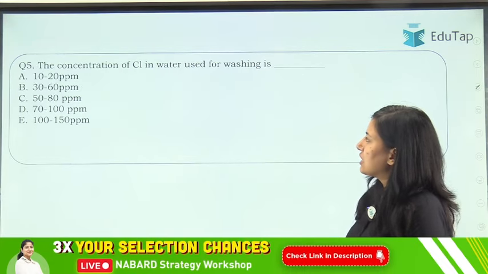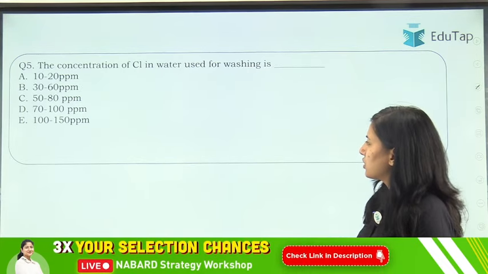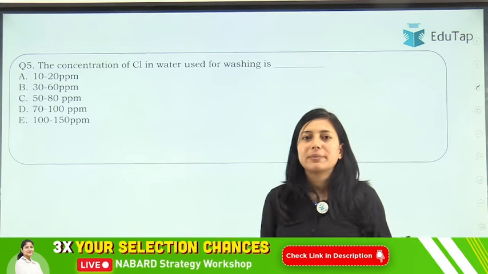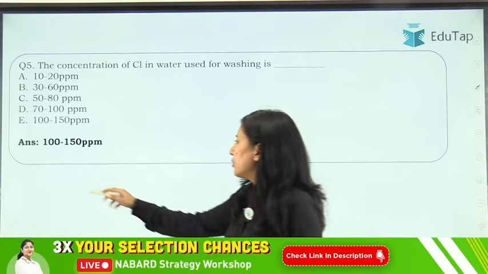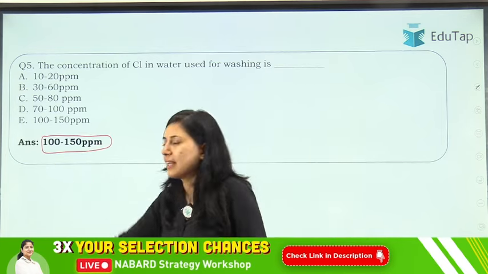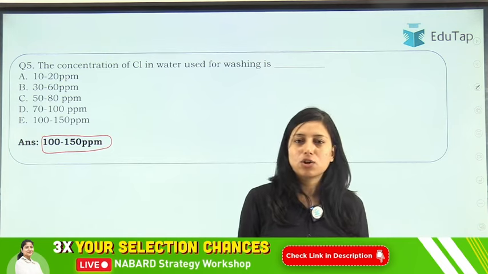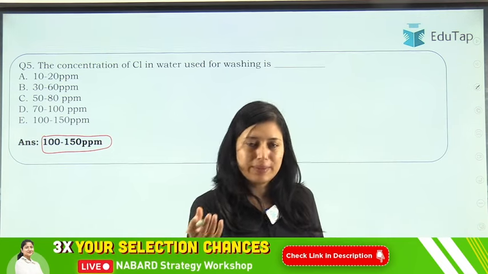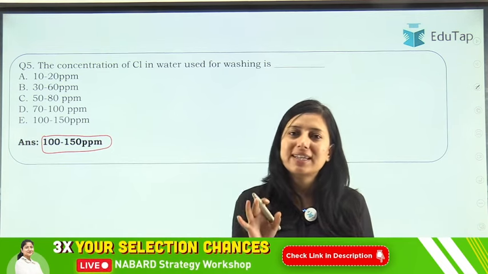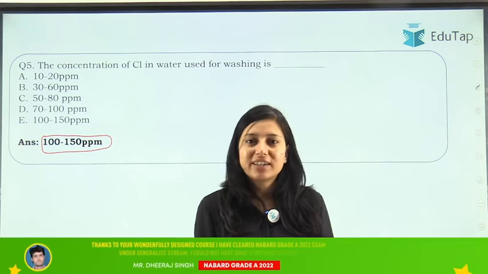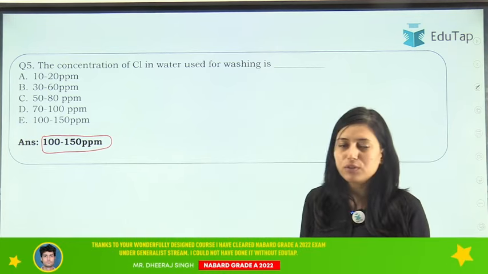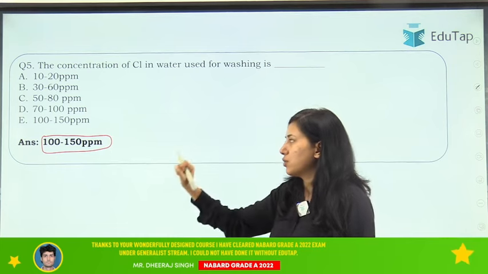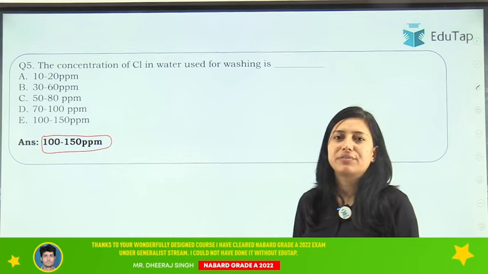Then we have, the concentration of chlorine in water used for washing is. So I have told you in the beginning that it is 100 to 150 ppm. Clear? So chlorine will not stop the growth of pests or pathogens that are already established in the produce, but it will restrict their growth. Okay, so basically to wash off extra material, chlorine of 100 to 150 ppm is used.